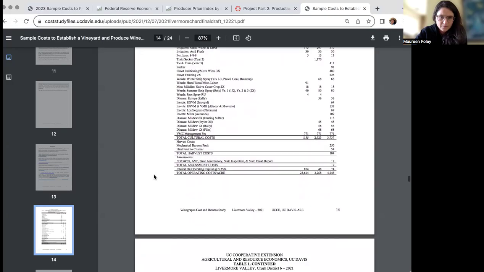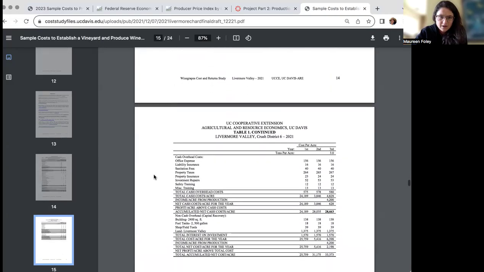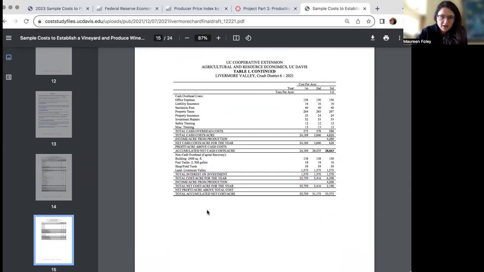So what we are looking at here, the table continues down here, and the last line should be the total accumulated net cost per acre. Now remember, this is for establishment. So this is what it's going to cost the grower for the first 3 years of that crop being in the ground. The first year, they're going to spend $25,000. The second year, the total that they've spent, so the first and the second year combined, is $31,000. And then by the third year, they will have spent $33,000 to establish that orchard.